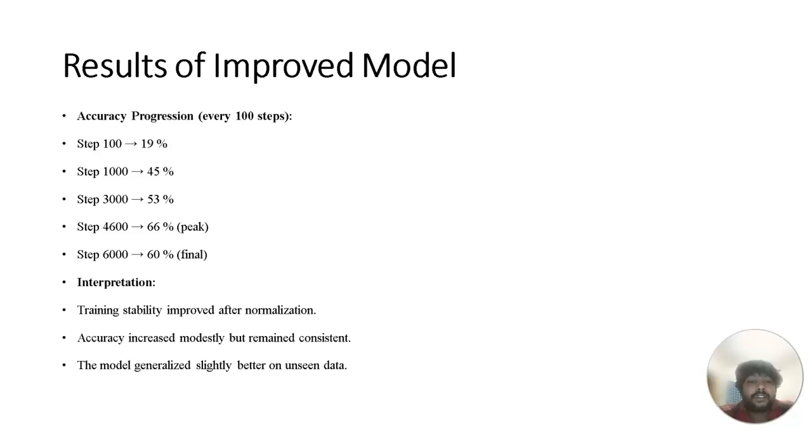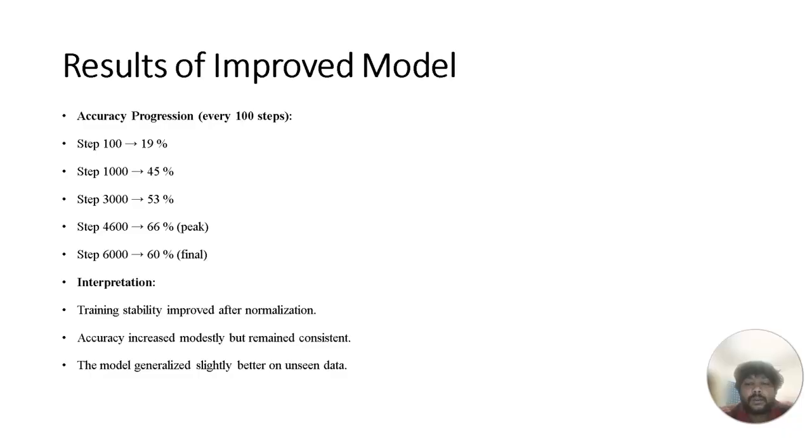By step 6000, the accuracy stabilized near 60%. Now let's take the interpretation of how this has happened, like what's happening. The interesting thing we're going to talk about here is not the accuracy percentage but the training stability.